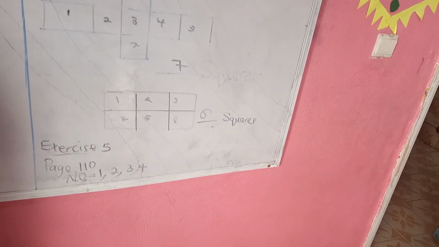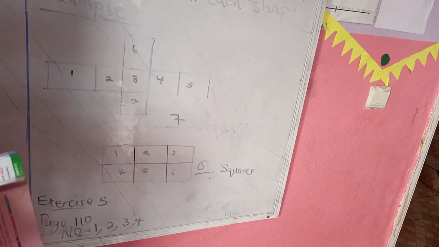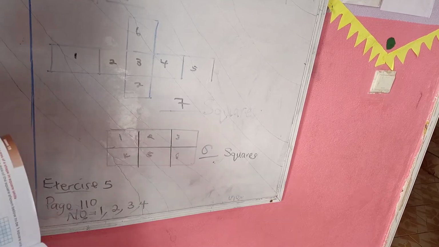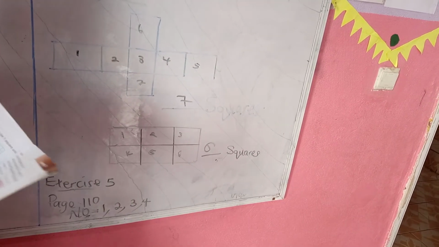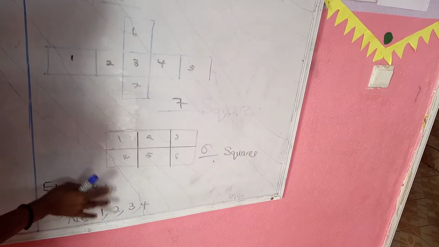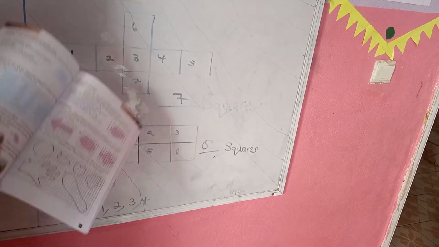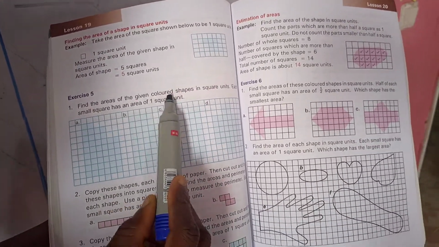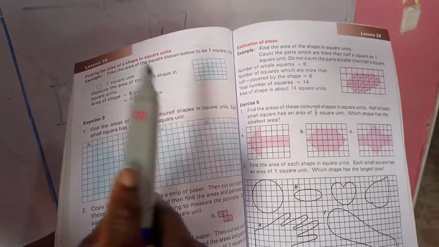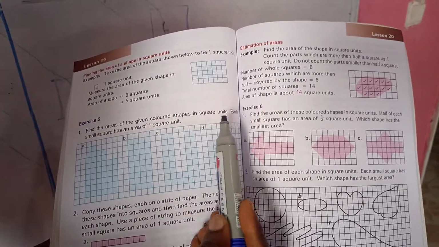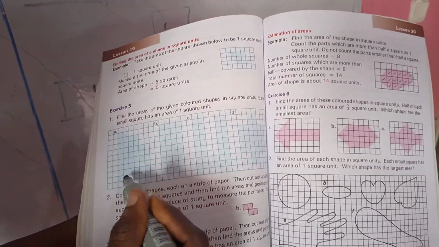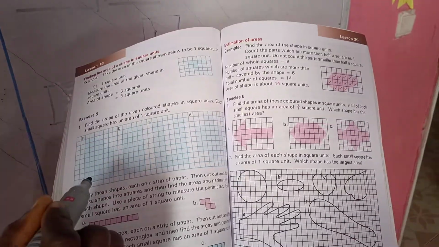Your exercise is on page 110. Go open to page 110. Exercise 19. Look at it. Find the areas of the given colored shape in square units. It means we are going to count the number of squares that are colored. Okay?